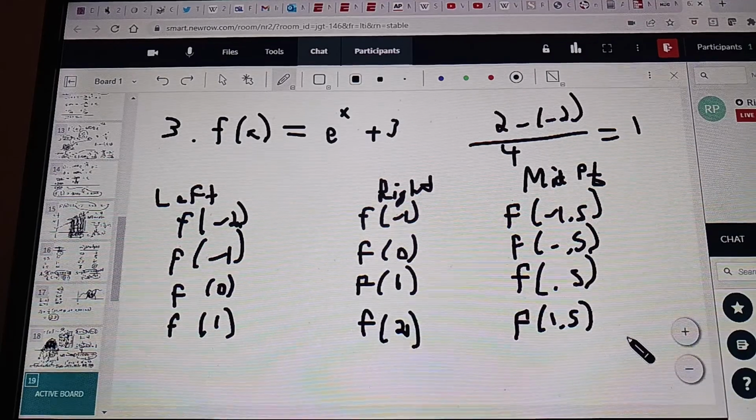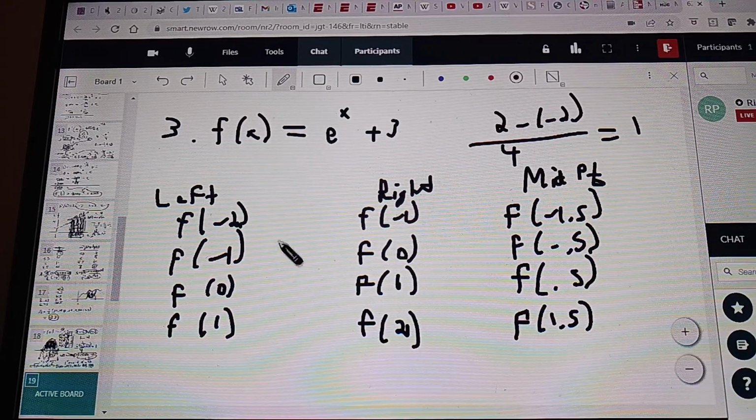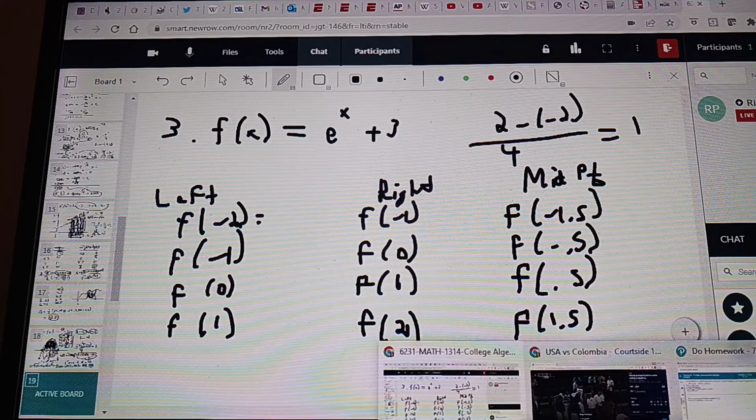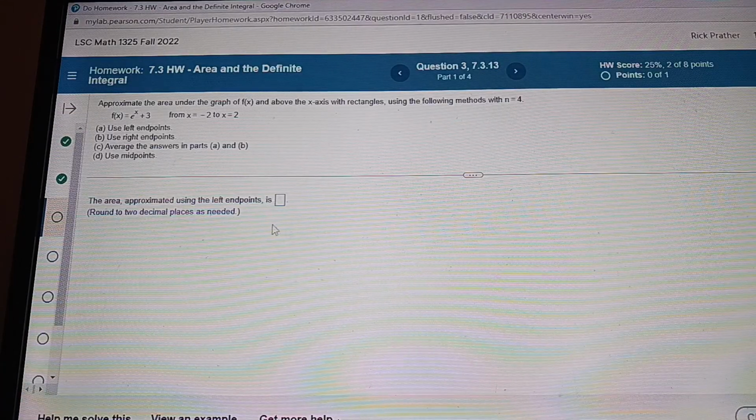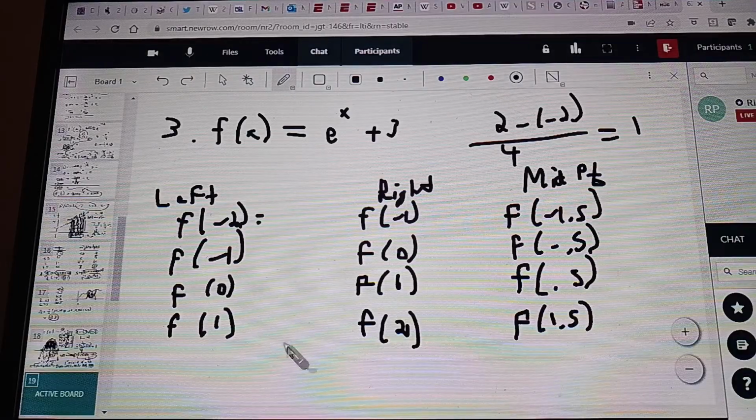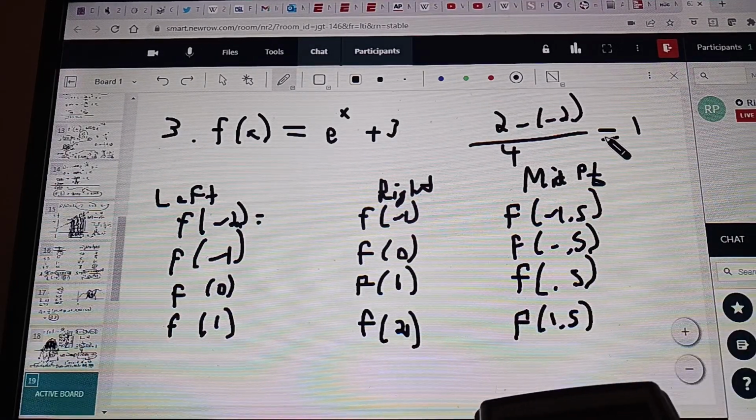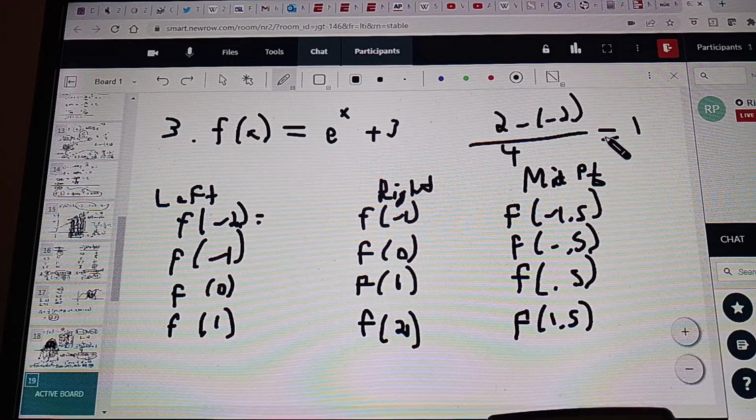And anytime, oh no, I was thinking of the squared one. Okay, so we're going to have to do all 4 of these. And how much do they want this rounded? Rounded to 2 decimal places. Okay. So they're going to be all decimal approximations here, because only e to the 0 is the only one that comes out nice.